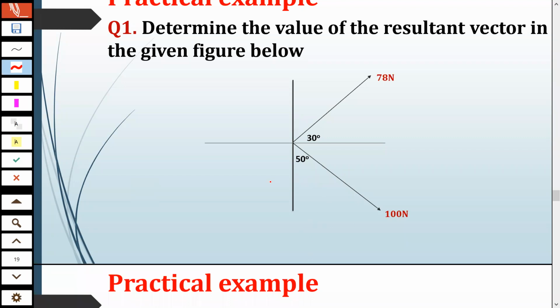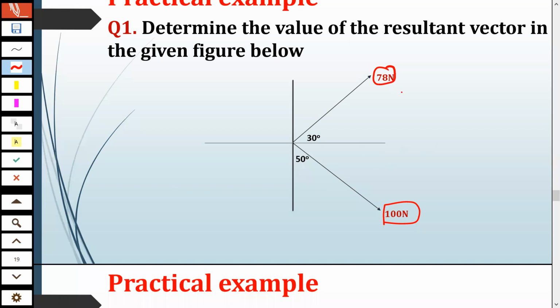You also have to be careful with the angles, the way they have been placed. It's not always that in the x you use cos, it's not always that in the y you use sine. Sometimes they change. So let us quickly look at this example. I'm going to resolve the 78 newtons into its x and y components, and also resolve this 100 newtons into its x and y components. After doing that, I'll then find the sum of all the x components and the sum of all the y components, and then afterwards find the resultant.